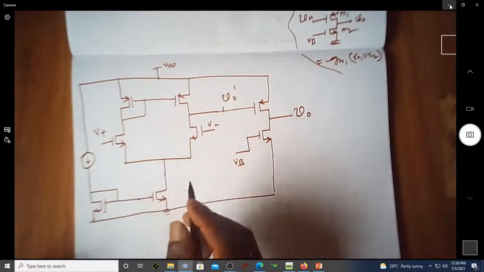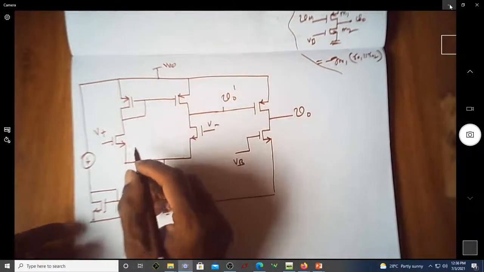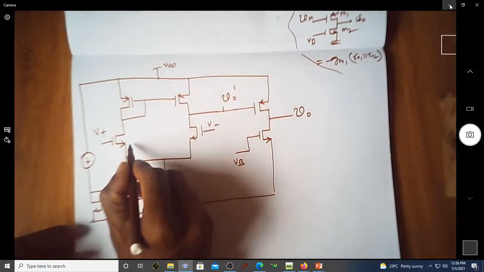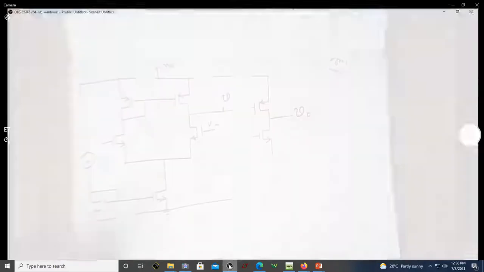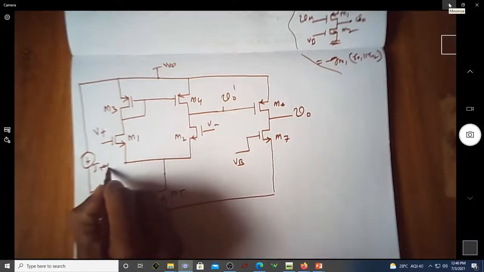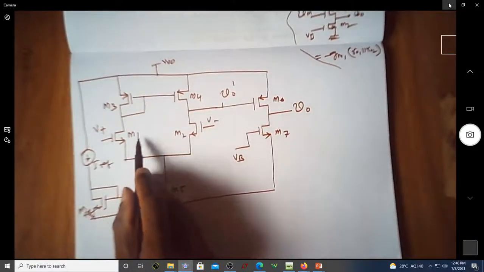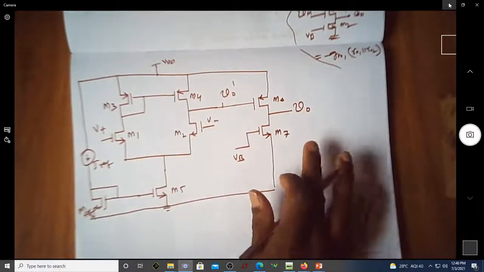Okay, let us name the transistors. Of course naming can be specific. Okay, let us continue. We have named the transistors M1, M2, wherever the input is given, and M3, M4, and of course this is the naming of the transistors.